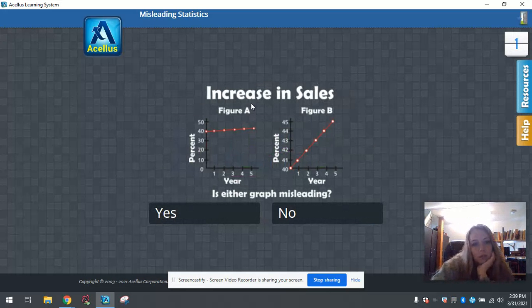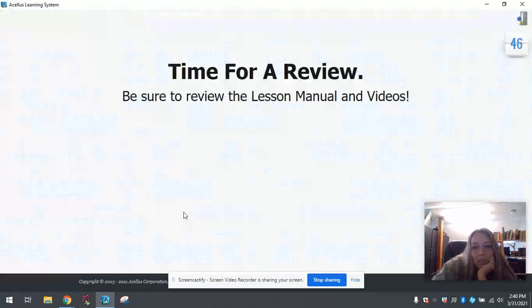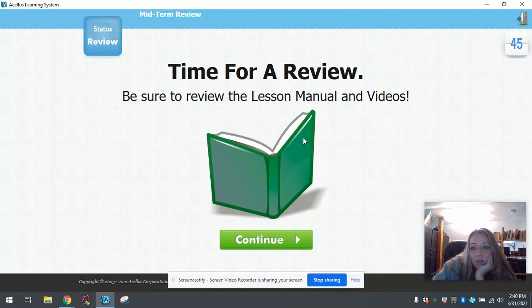Increase in sales from year and then the percentage of sales. Is either graph misleading? Kind of, because this one doesn't start at 0. So I'm going to say, yeah, it's a little misleading because they represent the same data, but this one makes it look like they made a lot more sales, like they really increased their ability to make sales. And time for the next test.